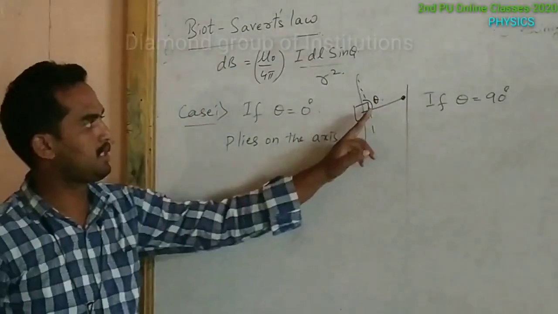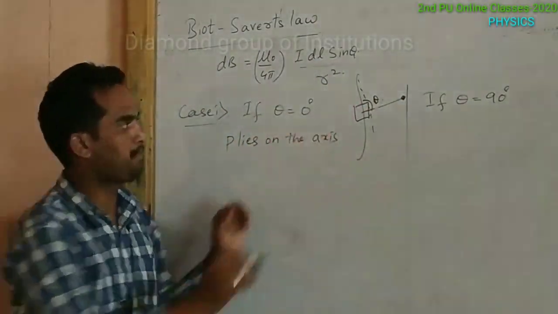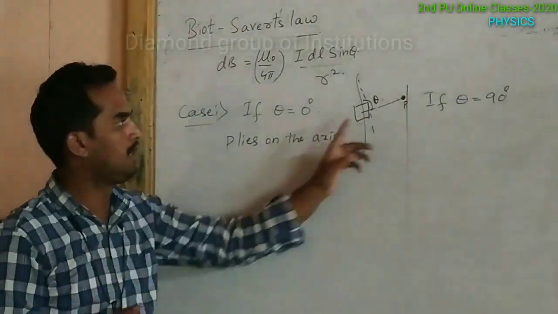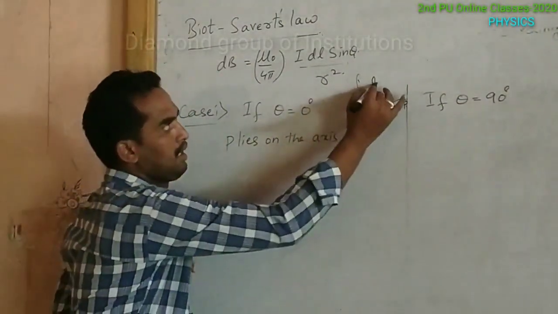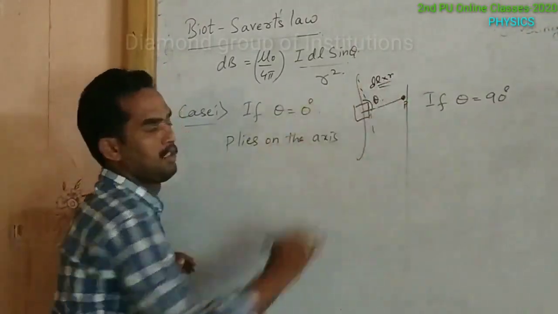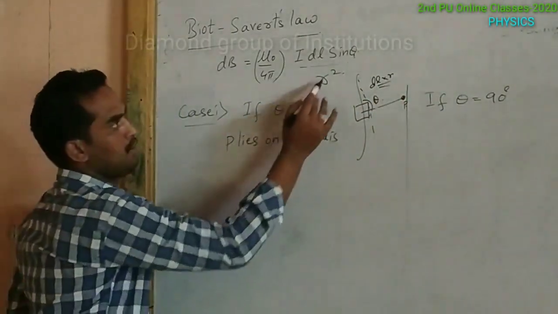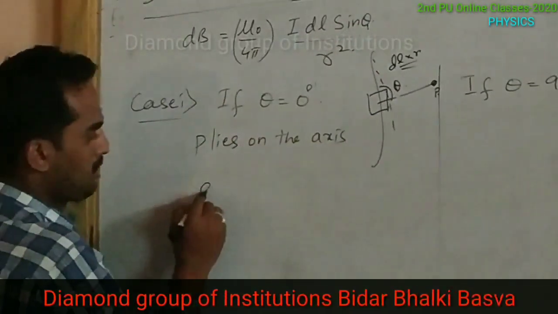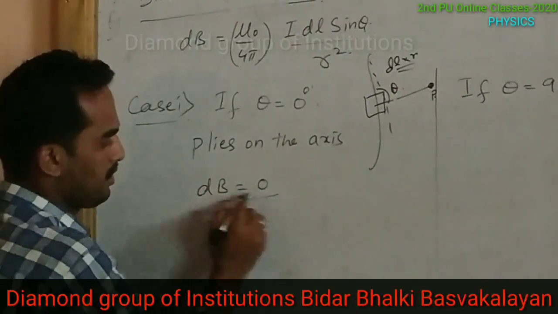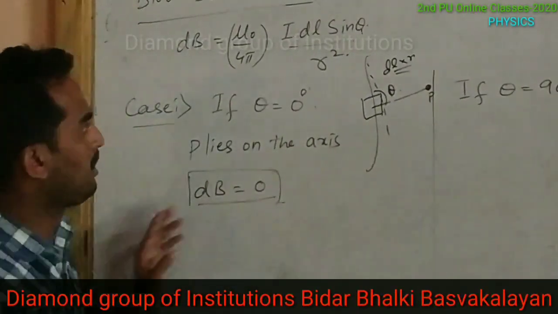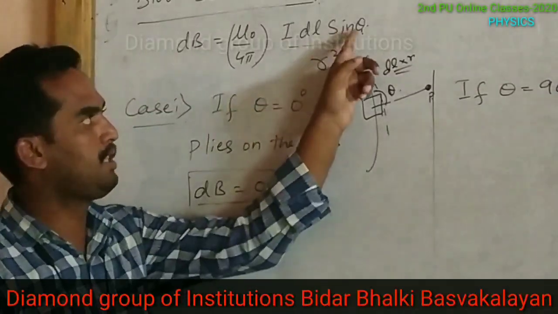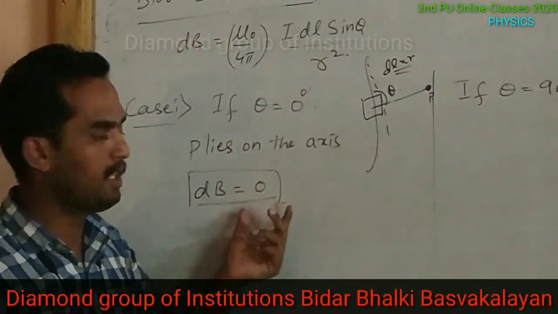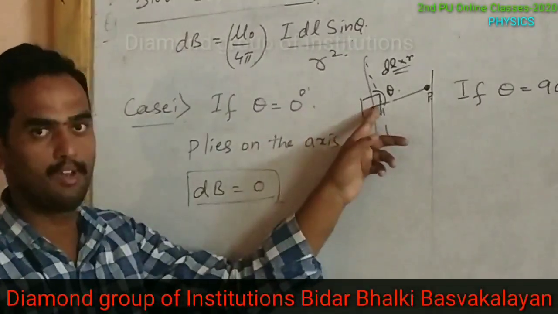So this theta value is 0. That means the point P lies on the axis. That means there is no angle between this dl as well as r. So theta equal to 0. If you substitute theta value 0 here, sin 0 becomes 0. So what will be the magnetic field here? 0. Right? Theta value is 0, sin 0 becomes 0. So the total magnetic field when the point is on the axis will be 0.